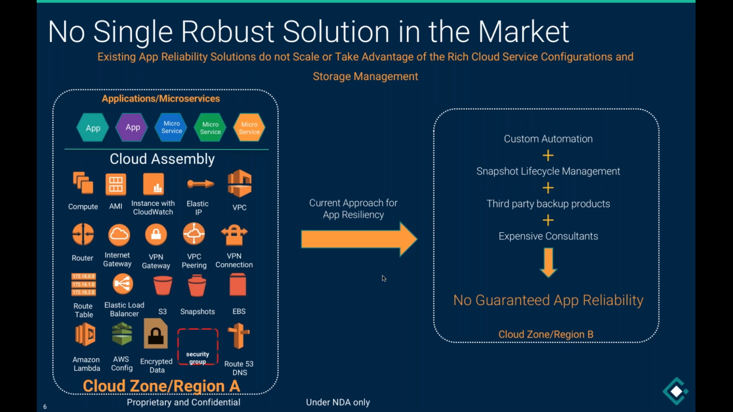But at the end of the day, there is no guaranteed application resiliency. If the application goes down, how do you bring it up completely in a different region or different zone? And if you put together a system like this, it becomes a nightmarish system because you will have to keep up with the changes in the configuration, even changes in the EC2 sizes of the virtual machines and so on. So it becomes really, really complex.